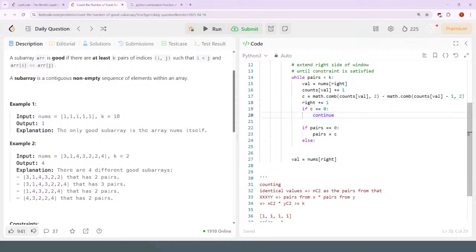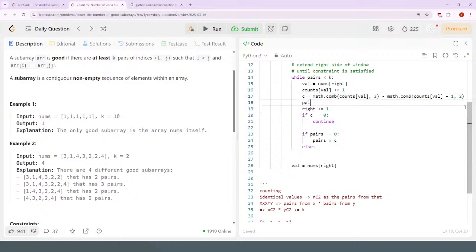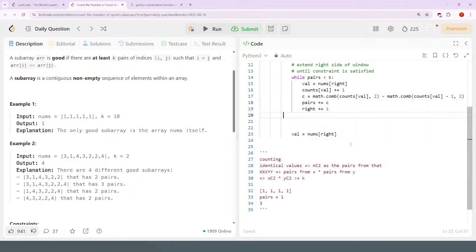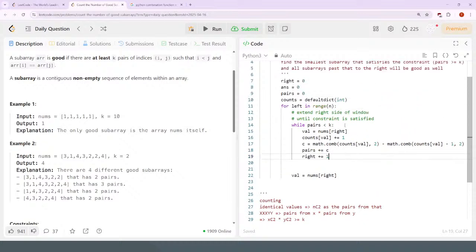You can just say pairs plus equals this value. If this value is like 1 choose 2 minus 0 choose 2, that'd be 0. So it doesn't really change it. Okay, I think that's fine.